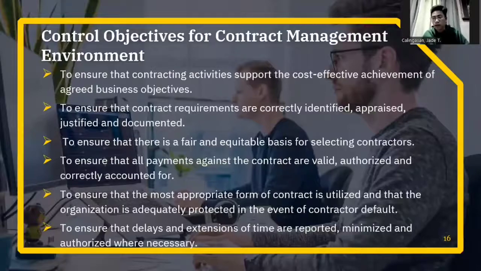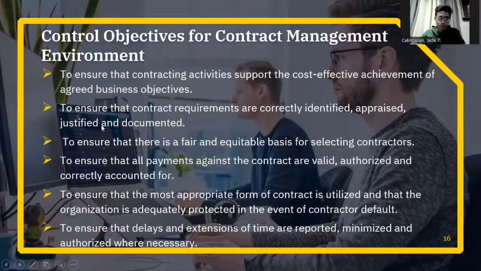The control objectives for contract management environment. First is to ensure that contracting activities support the cost-effective achievement of agreed business objectives. The cost-effective methods or processes bring the greatest possible advantage or profit when the amount that is spent is considered. So dito daw dapat ma-maximize yung cost na nagastos ng company at makapag-provide ng greatest possible profit from the contracting activities.